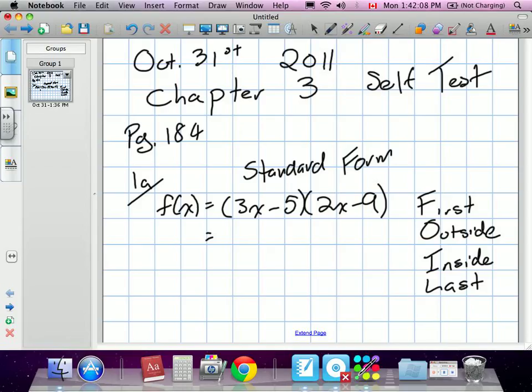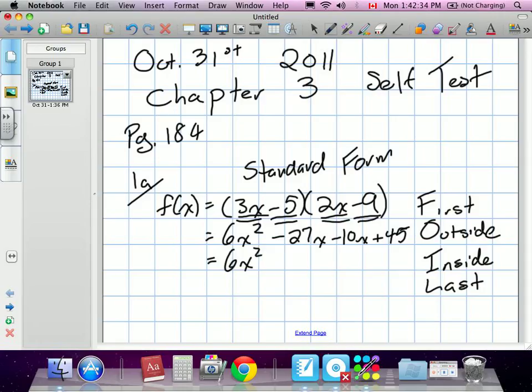So we need to multiply the first terms, 3x times 2x, which will give us 6x squared. The outside terms, which is 3x and negative 9, give us negative 27x. The inside terms are negative 5 and 2x, which is negative 10x. And finally, negative 5 and negative 9 is positive 45. We collect like terms, which are our two middle terms, negative 27x minus 10x, negative 37x plus 45. That's all there is to that question.